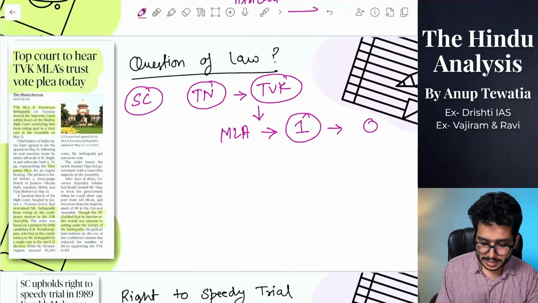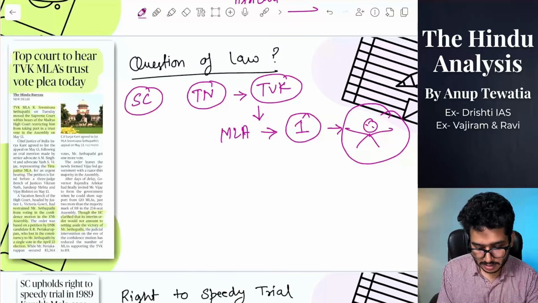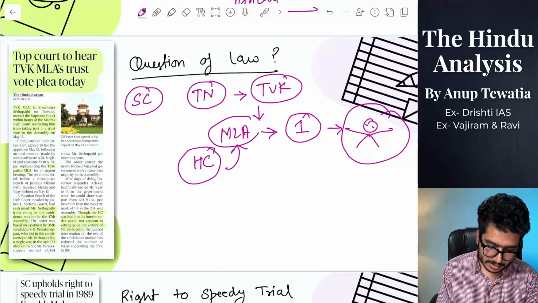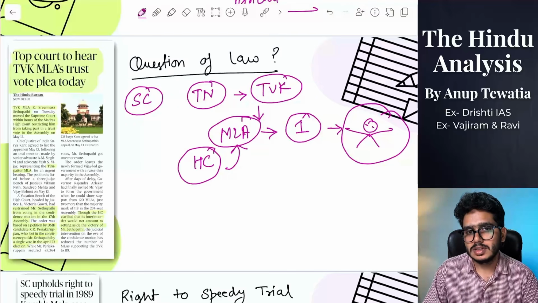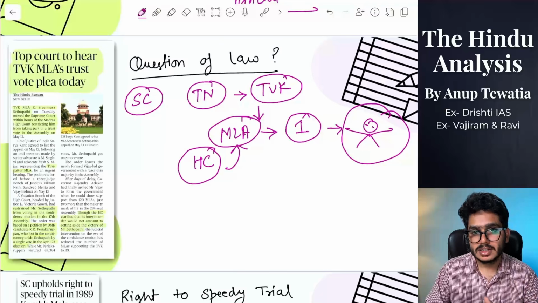So the candidate who lost the election filed an election petition, and the High Court restrained this MLA from voting in the House. Now, how is it important?